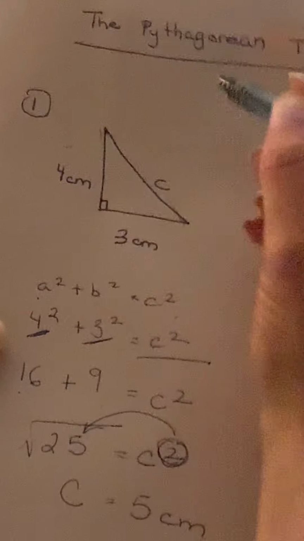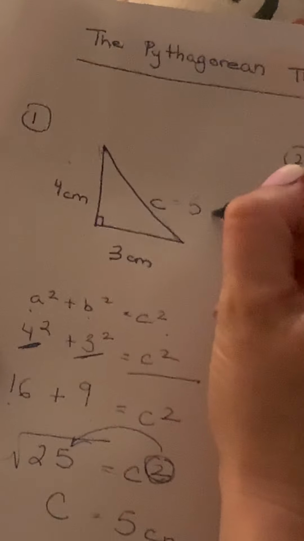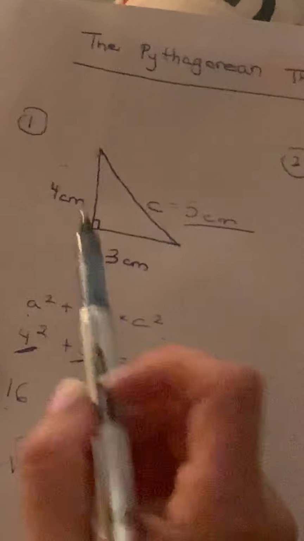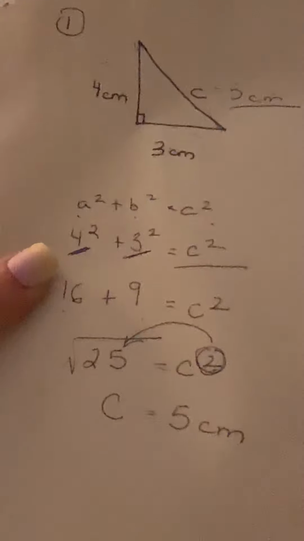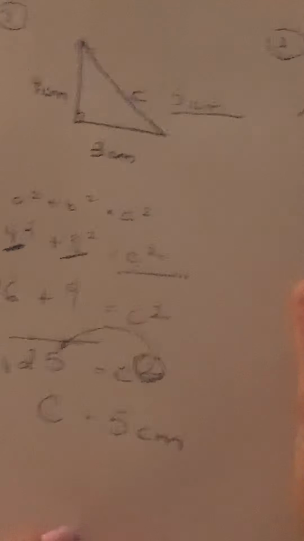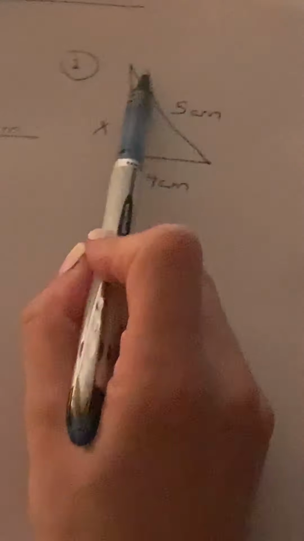And how can you assume you're right? Well, because c is always the longest measurement. So there's 4, 3, and there's 5. So you know you're probably right. Okay, let's try another one. We have A, B, and we have C.